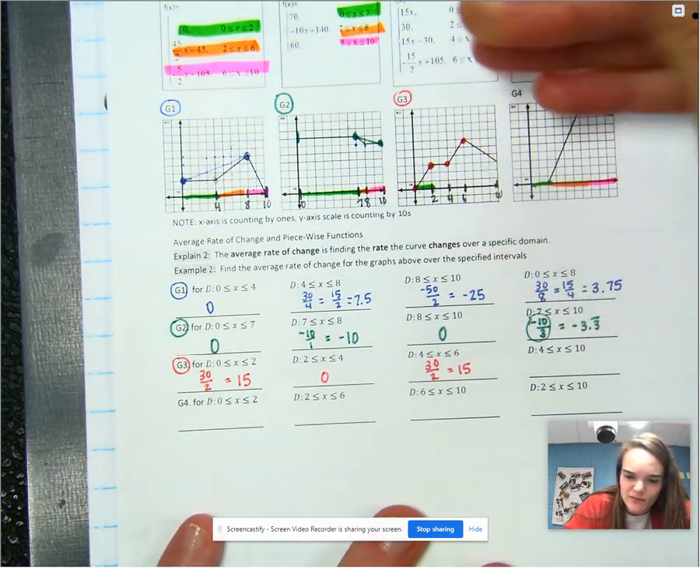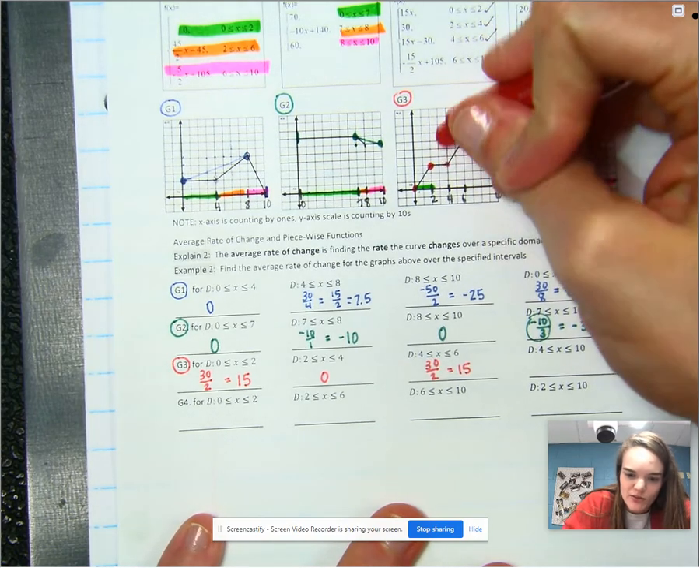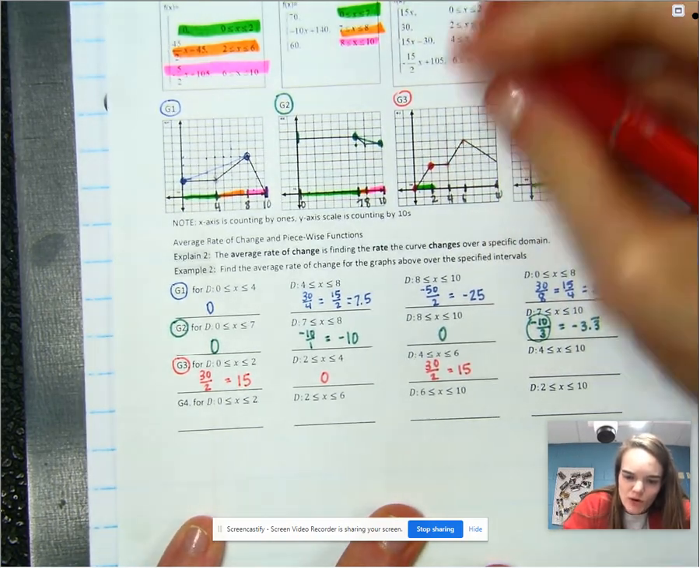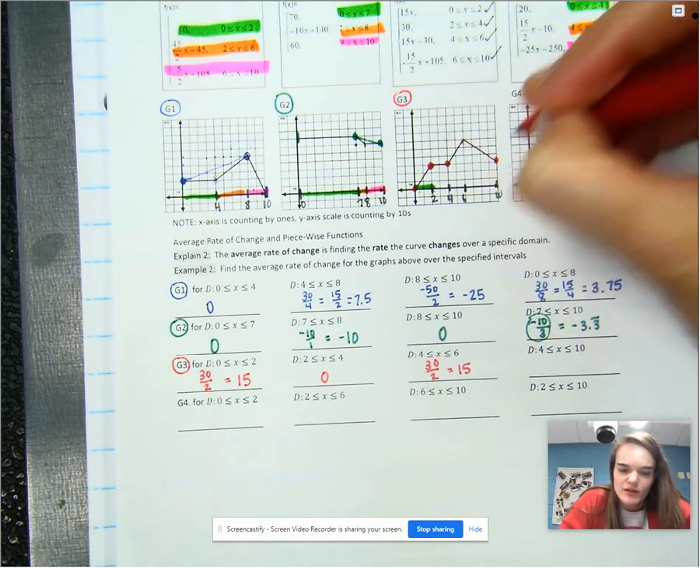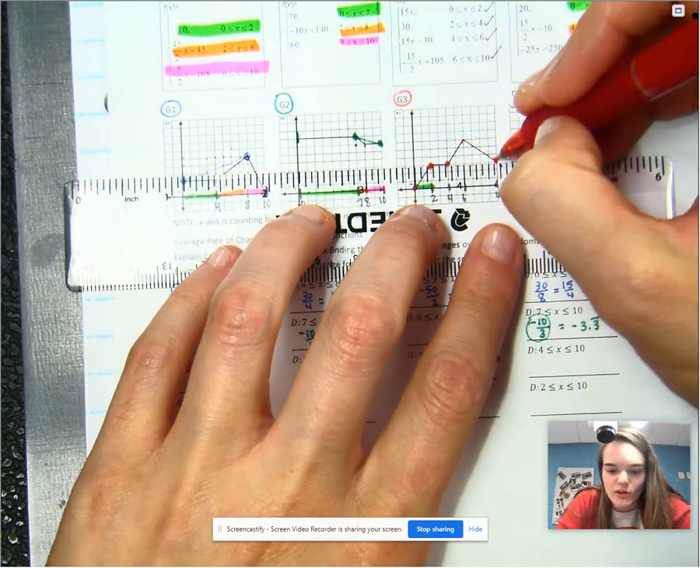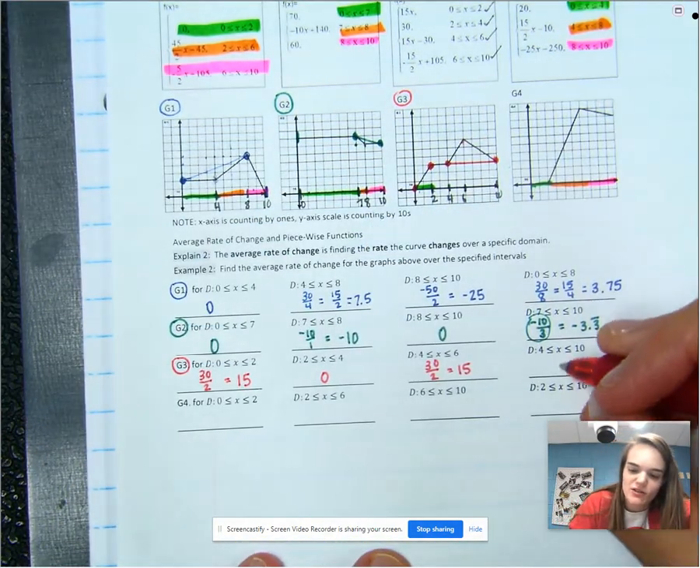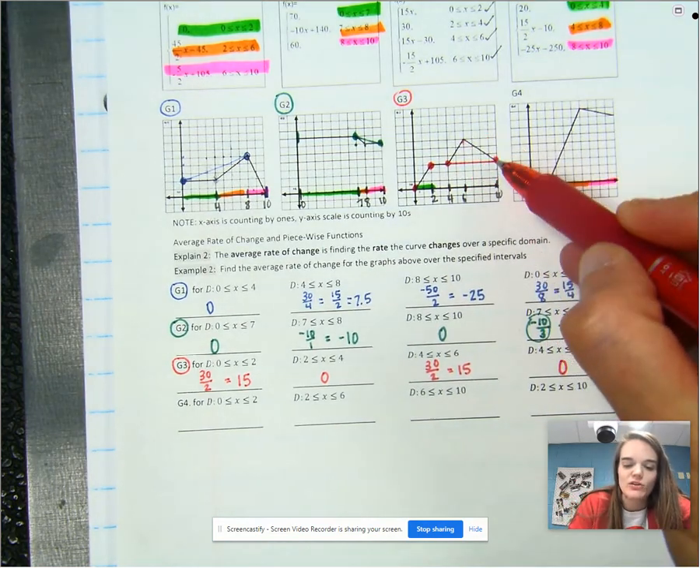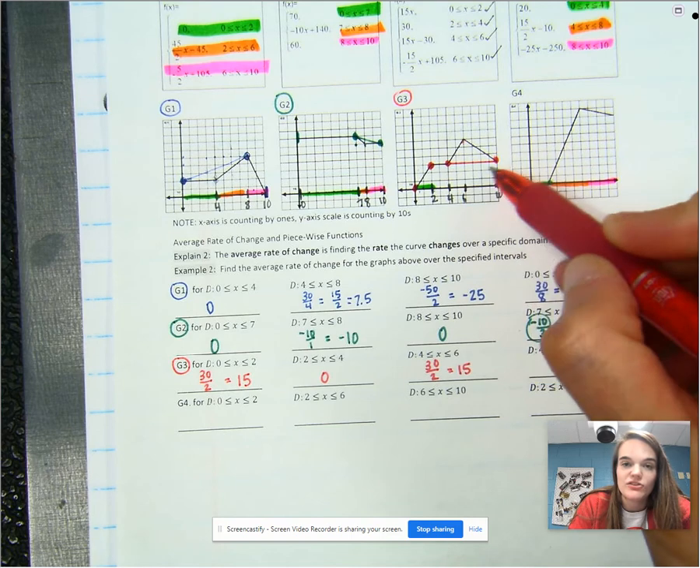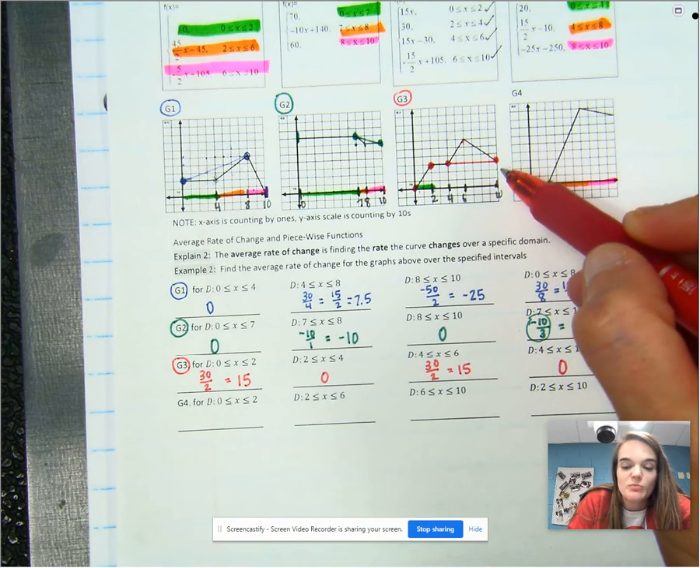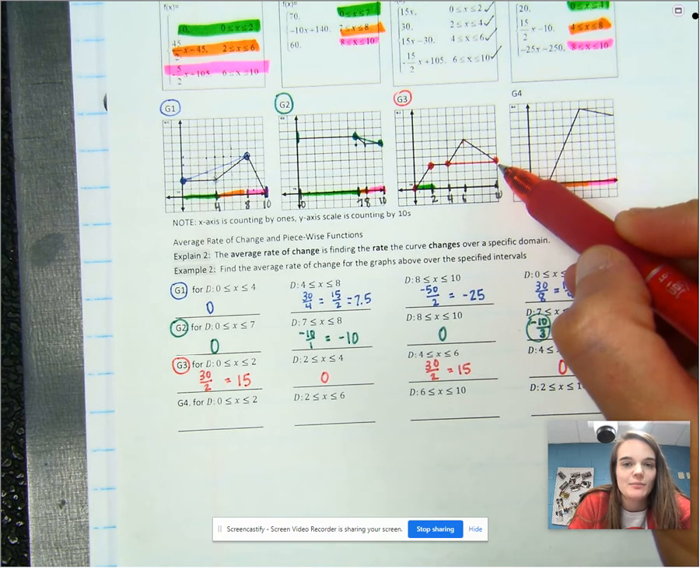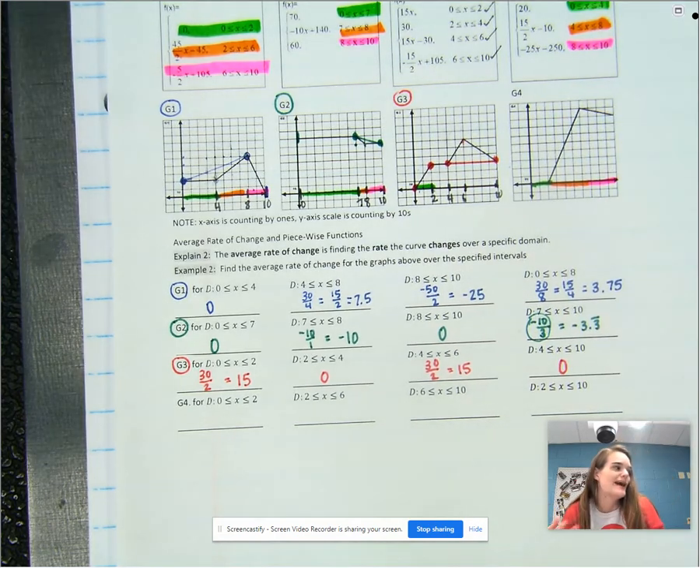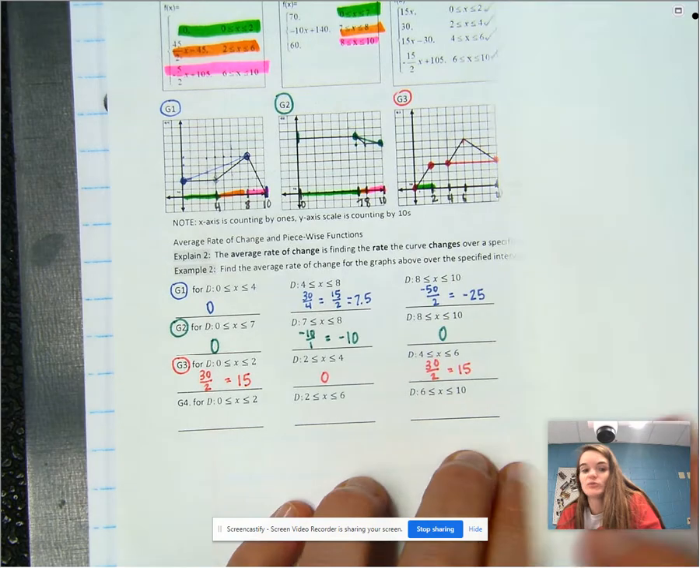4 to 10. We skipped 6 to 10, but that's okay. 4 to 10 is a horizontal line. That means it did not change. That's why it's called rate of change. Even though it went up and down, the rate of change, nothing changed because it ended back up at the exact same place. That's what rate of change means. Is how is it changing over time? It ended up at the same place, so nothing really changed.